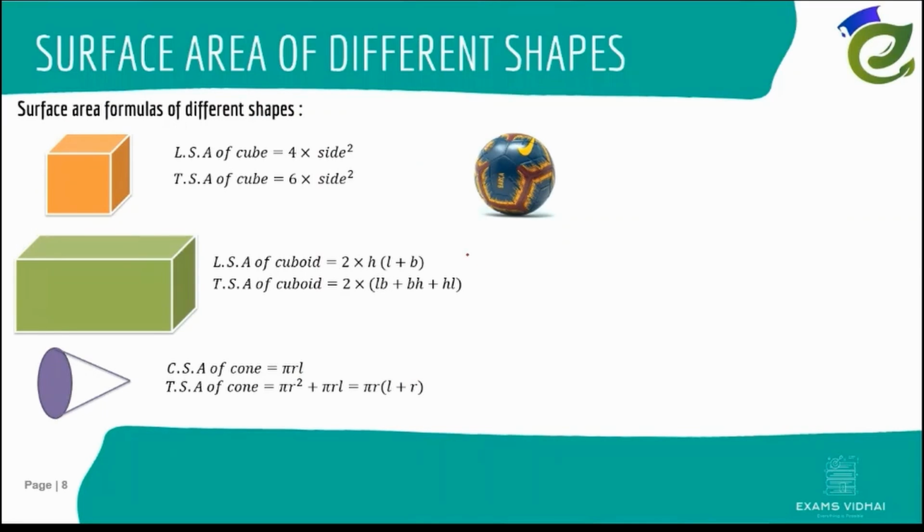So now let's see a sphere. The curved surface area of a sphere is 4 pi r square, and the total surface area of a sphere is also 4 pi r square, because the total surface area and the curved surface area are the same. It has no bases and no faces.